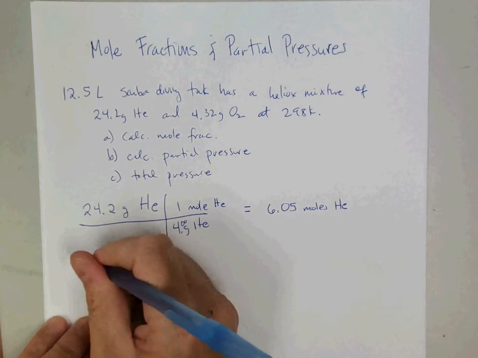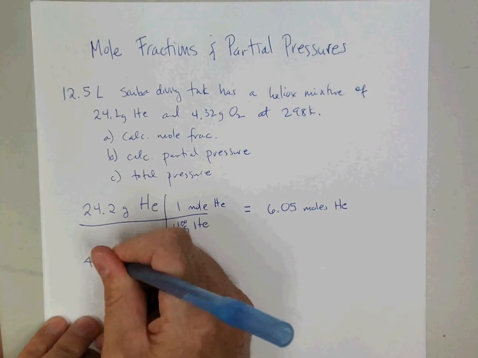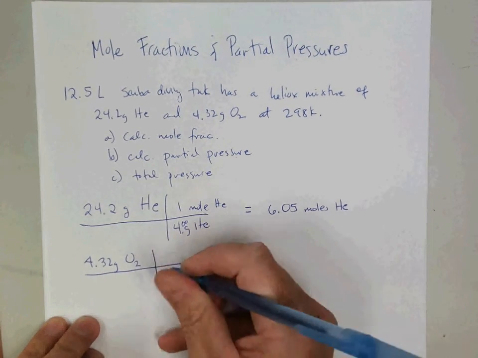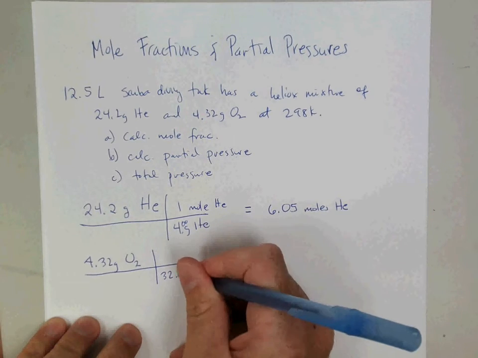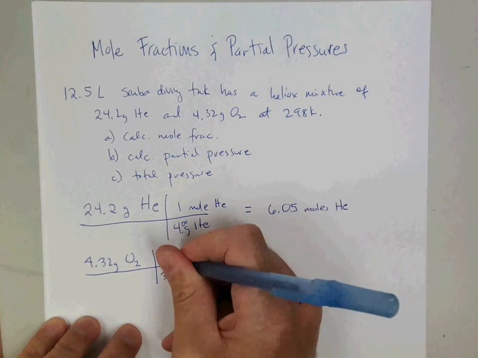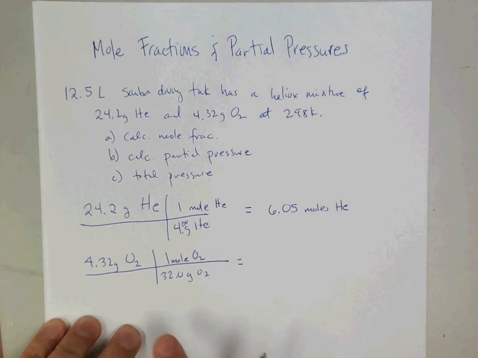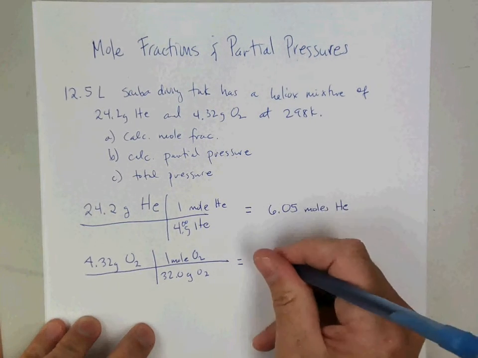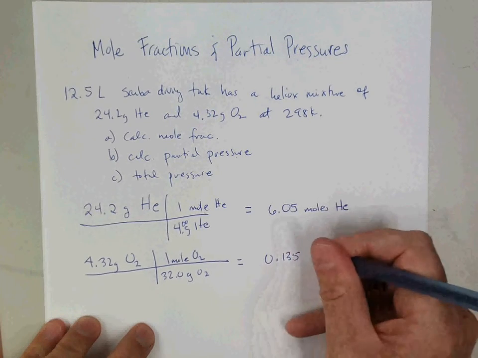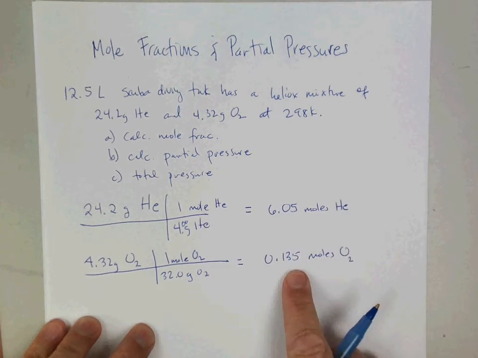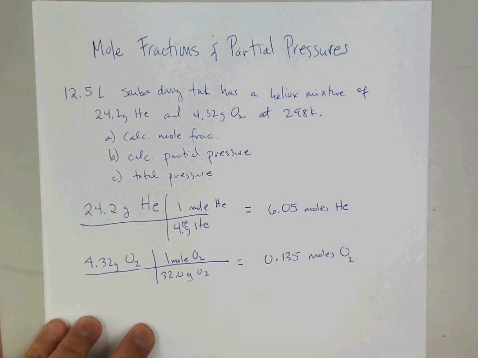And if we do the same thing with our oxygen, 4.32 grams of oxygen and 32.0 grams of O2 are in 1 mole of O2. And we're going to divide these out, and we're going to get 0.135 moles of O2. This has 3 sig figs, and this has 3 sig figs. So now we know the moles of helium and the moles of oxygen.